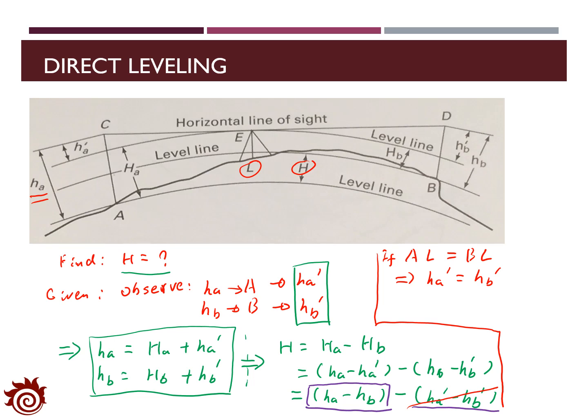In addition, we know that if AL or BL is small, then HA prime and HB prime are also very small.